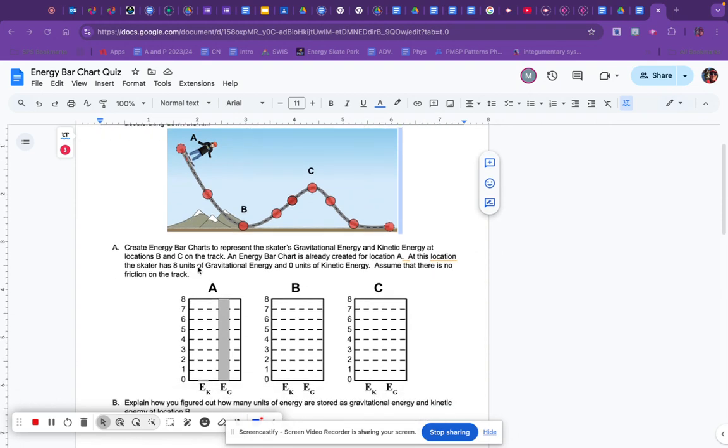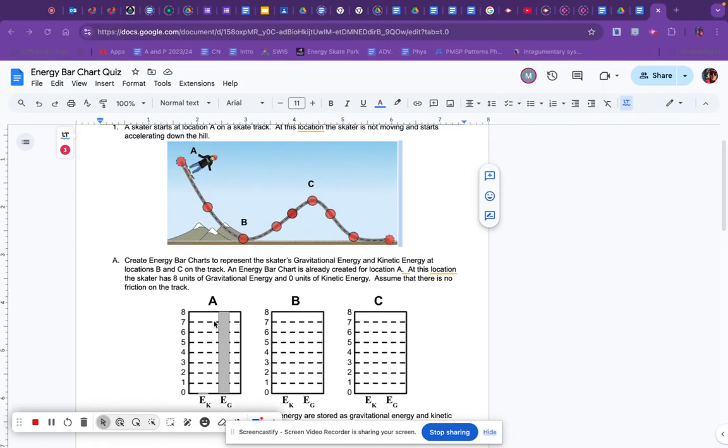Position 1 should look like position A, okay? So what you're going to be doing is creating energy bar charts for these 2 other positions. 1A says create energy bar charts to represent the skater's gravitational energy and kinetic energy at locations B and C on the track. An energy bar chart is already created for location A. At this location, the skater has 8 units of gravitational energy and 0 of kinetic. Assume there is no friction on the track.